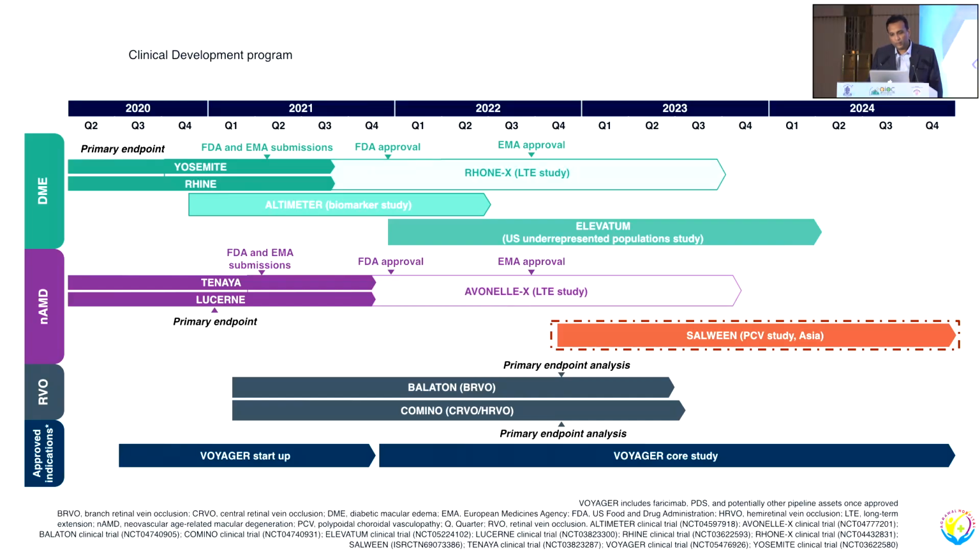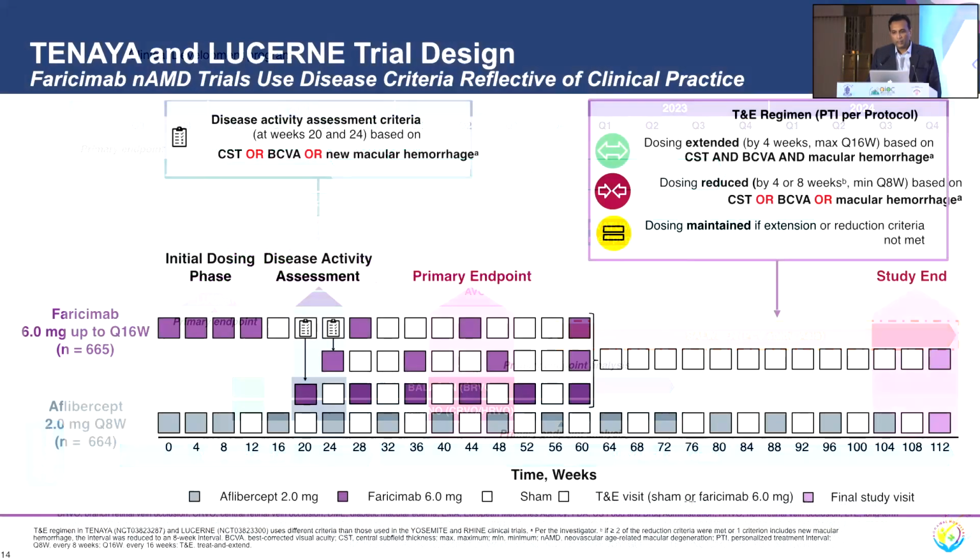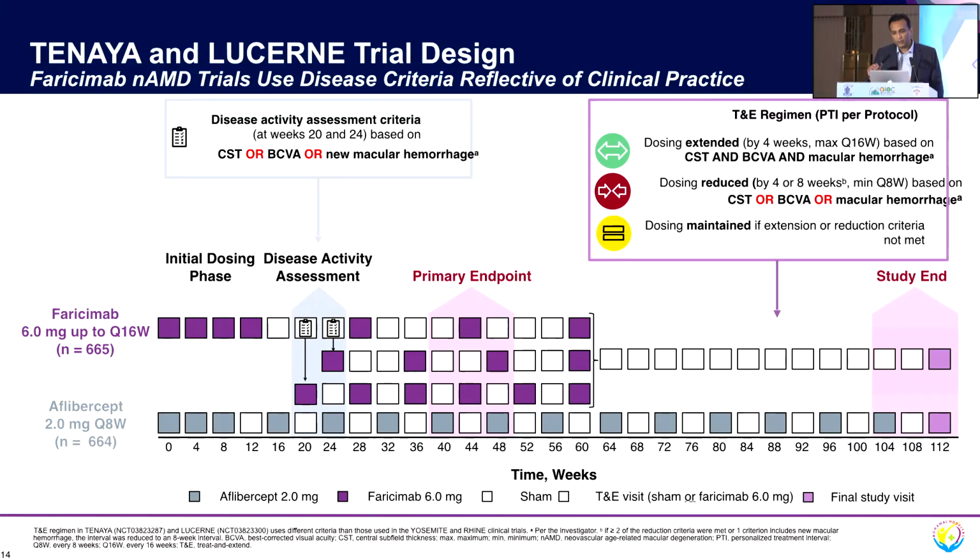Coming to NAMD, it was the TENAYA and LUCERNE trial. And the important thing about this trial as compared to the comparator molecule aflibercept was that after the initial loading doses, there was no fixed dose regimen like in aflibercept. There were Q8 injections till the end of the study. Here, the treatment was curated as per appearance of new hemorrhages, increase in central subfield thickness, and decrease in BCVA. So these trials were more close to what you practice in your clinics and what your regimen is in the real world experience.